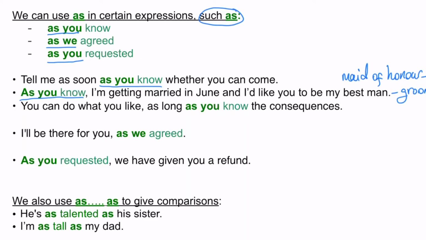You can do what you like as long as you know the consequences. I'll be there for you as we agreed. As you requested, we've given you a refund. We also use as to give comparisons. He's as talented as his sister. I'm as tall as my dad. You can see that we also used as soon as here.